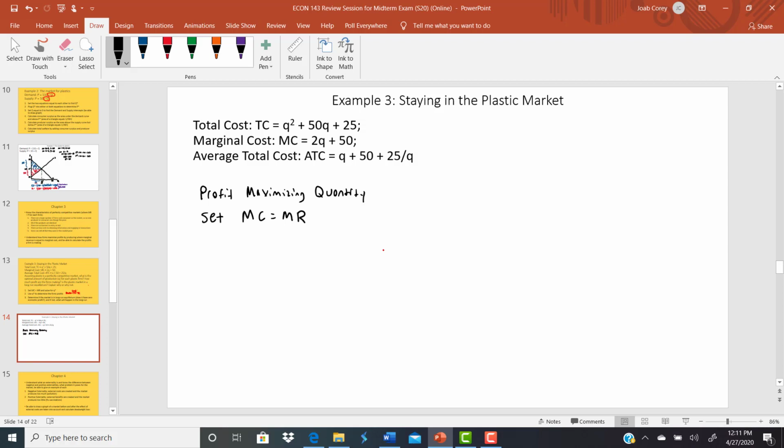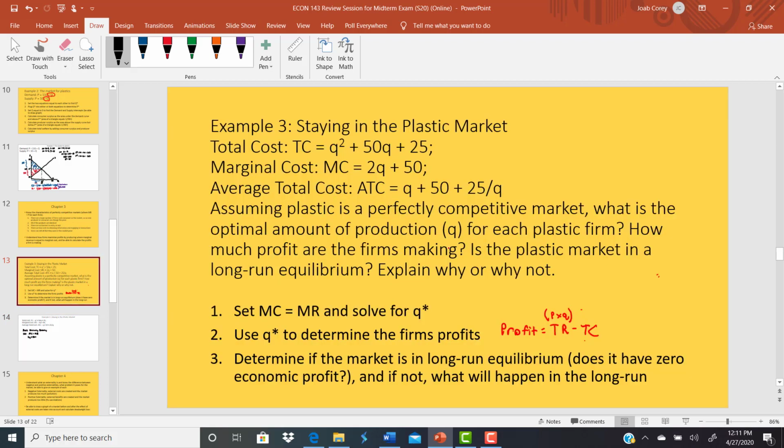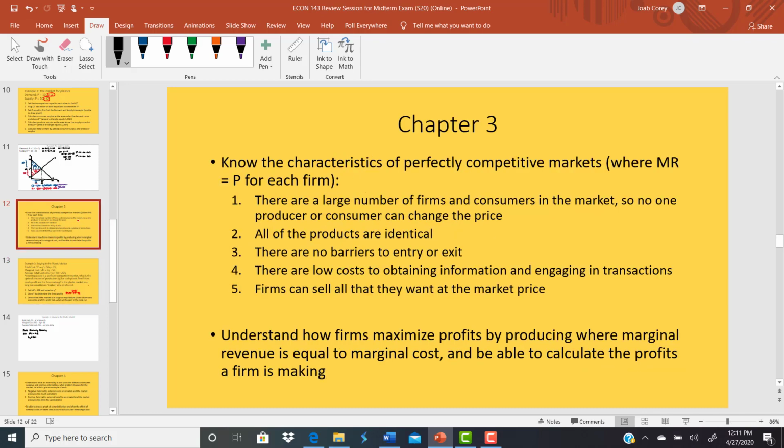So, again, we're going to use our MC equation, which is 2Q plus 50, as given to you in the problem. And then as far as figuring out what marginal revenue is, again, going back to the last slide, remember that for a price taker firm, marginal revenue is going to be equal to the price, right? So if you go back to our characteristics of a price taker market, because these firms can sell all they want at the market price and don't have to lower the price, marginal revenue is going to be equal to price for that particular firm, right?